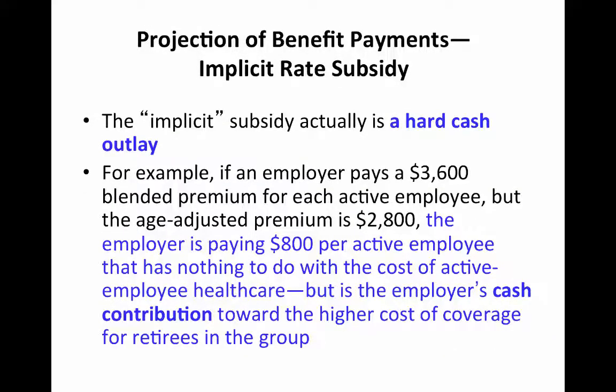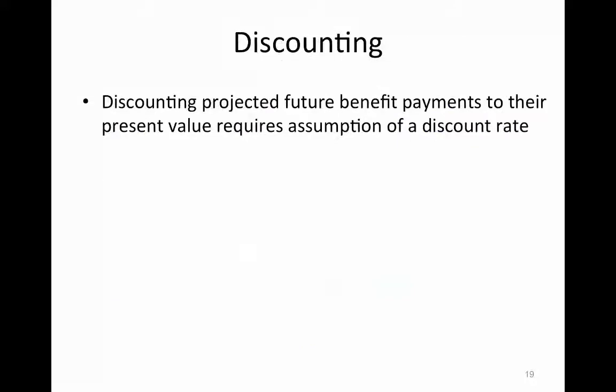So even though the government isn't making a cash payment to the retiree or on behalf of the retiree, the government is making a cash outlay in the form of higher premiums for their current employees than they would have had to make otherwise. So that covers the projection of OPEB benefit payments.